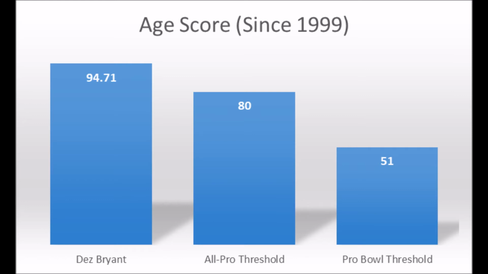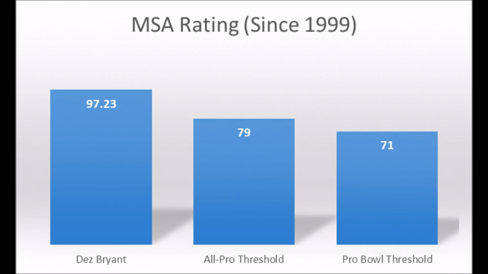And then, of course, you look at his MSA rating, which is where you take market share data, plus age data, plus strength of schedule data. So essentially it's looking at how productive you were, how old you were, and on top of that, how tough your schedule was. And he scored a 97.23 in that particular metric, which since 1999, the bottom end threshold for All-Pro potential was 79 or higher, and Pro Bowl potential was 71 or higher. So he checked every single box in terms of being a guy to go on to become a multiple All-Pro to multiple Pro Bowl wide receiver.